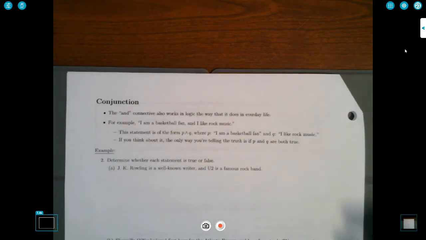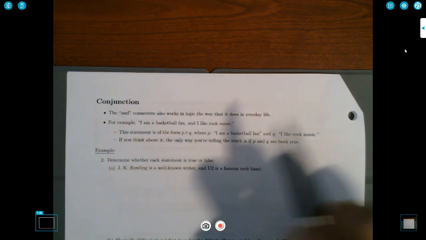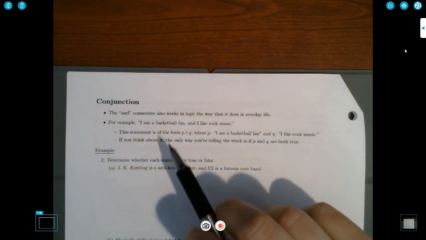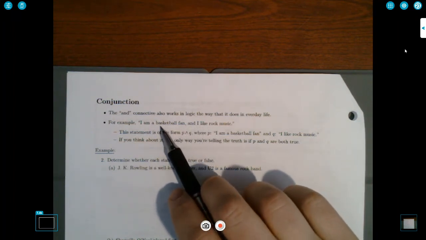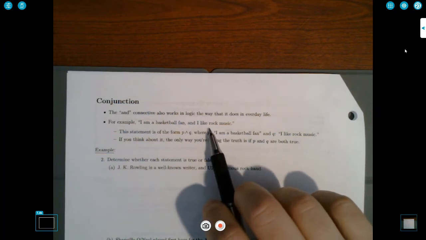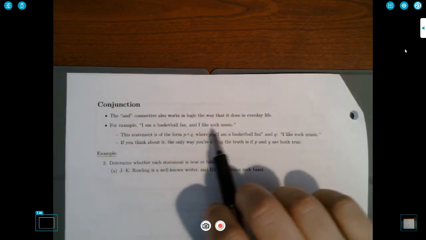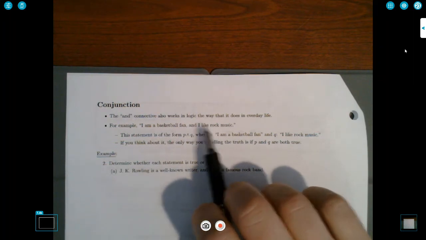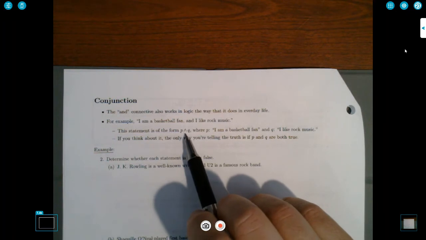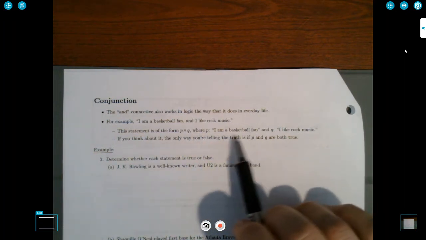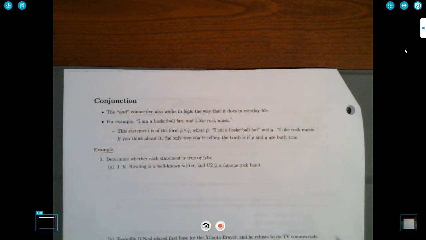That's negation. Let's talk about conjunction. Okay, so the and connective also works in logic the way it does in everyday life. So when you say, I'm a basketball fan and I like rock music, then you're saying that both statements are true, right? So I am a basketball fan has to be true, and I like rock music has to be true. In order for the overall statement to be true, both of the simple statements have to be true, right? This statement is of the form P and Q, where P is the statement, I am a basketball fan, and Q is the statement, I like rock music.